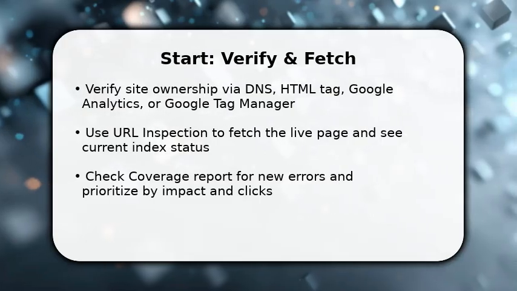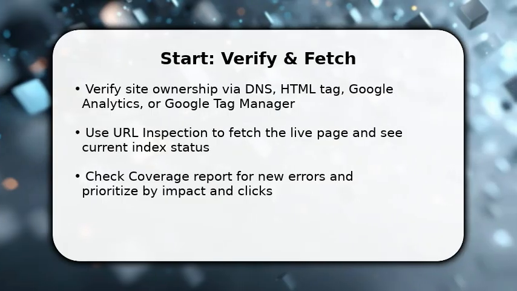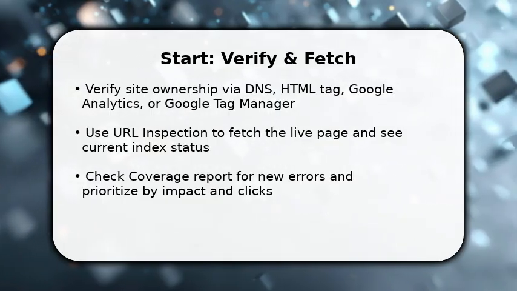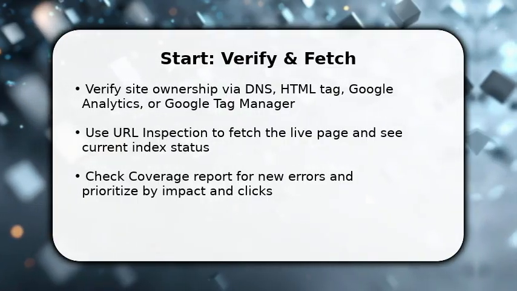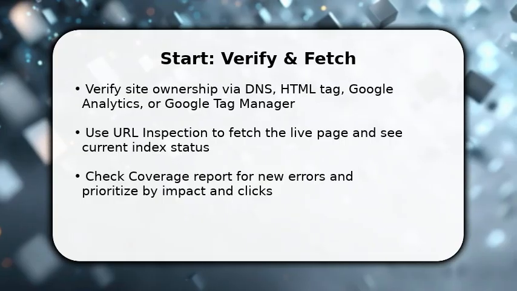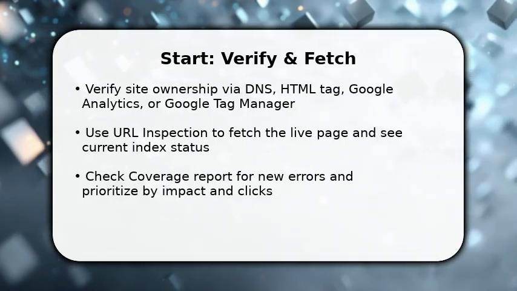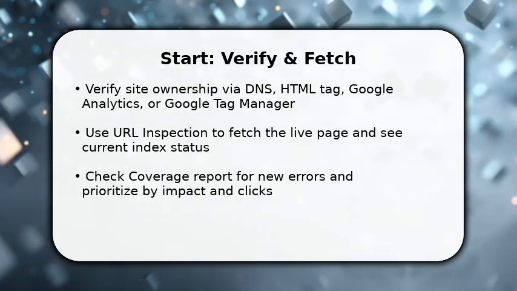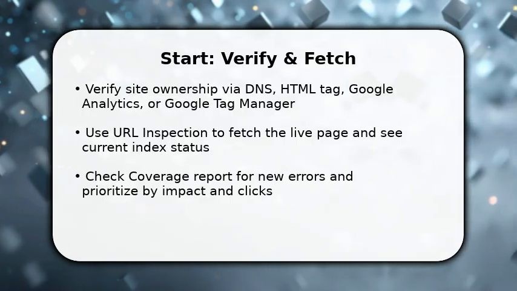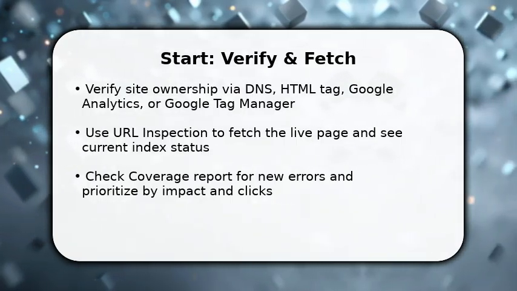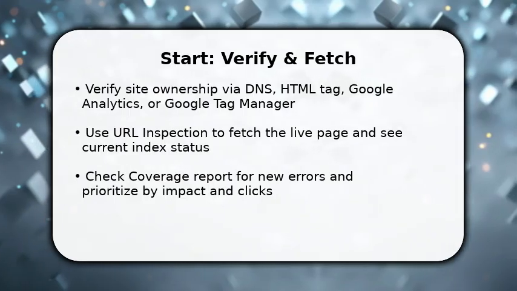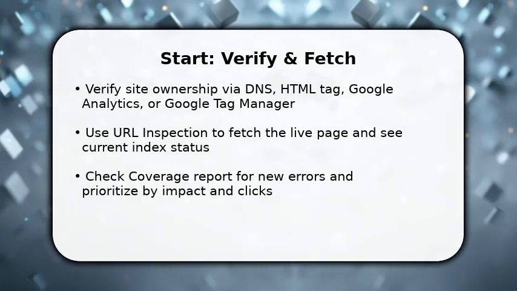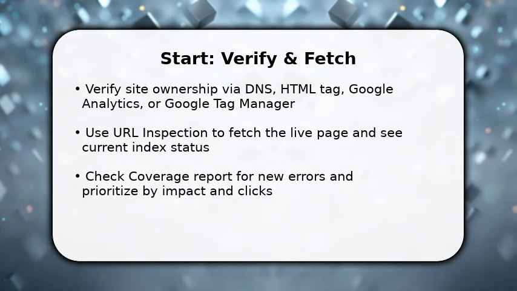You begin by verifying ownership if it isn't already done. That unlocks full tools. Next, use URL inspection on representative pages to fetch and test live render so you can see real-time issues. After that, open the coverage report and sort errors by affected pages and recent clicks to prioritize. Once done, export the list for tracking and make sure to note recurring patterns like index blocked, 5xx, or redirect chains before you start fixes.